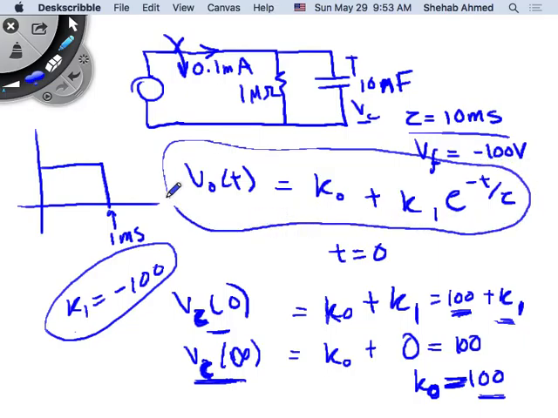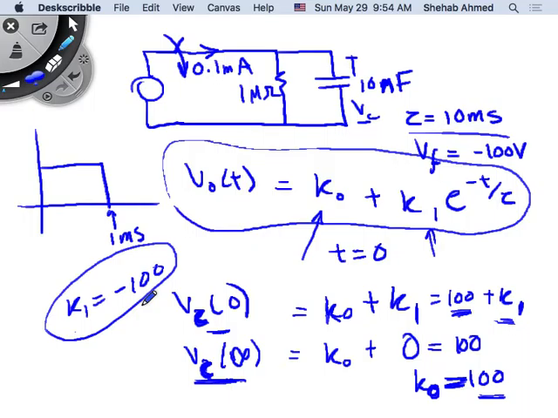I know that the output will fit this format because it's a single time constant circuit. It's a circuit with one capacitor. The circuit with one capacitor has output voltage equal to K0 plus K1 e to the minus t over tau. That we know. How do you calculate K1 and K0? That is from your circuit conditions. The two circuit conditions we know about are V at 0 and V at infinity. We're able to calculate K0 and K1 from that. So K1 is equal to minus 100.